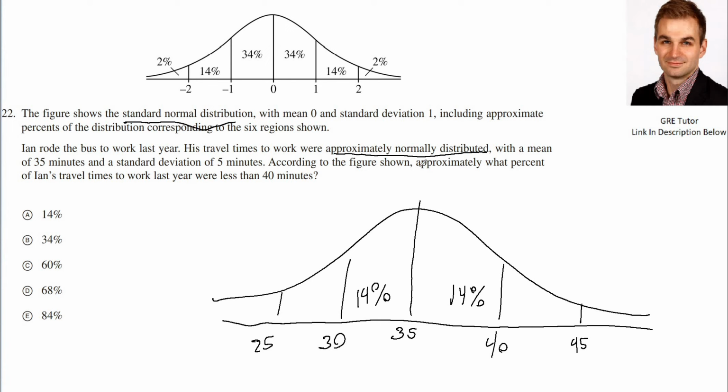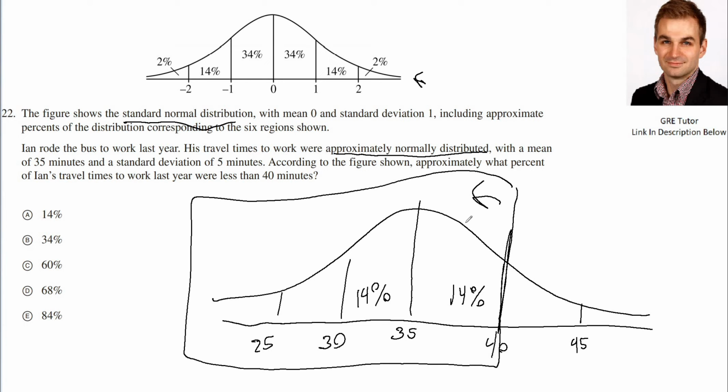Alright, so according to the figures shown above, so this is the figure, approximately what percent of Ian's travel times to work last year were less than 40 minutes? So we need to see ones that are less than 40 minutes. So what they want is they want this and below. They want this section right here.